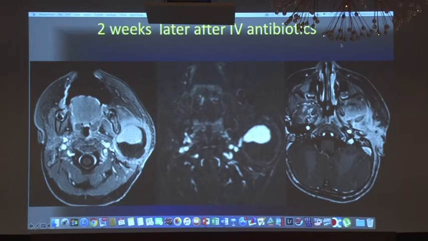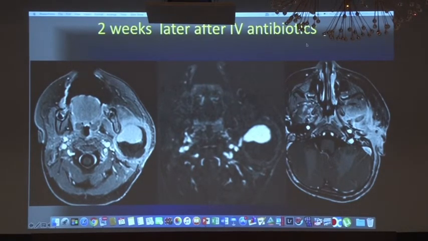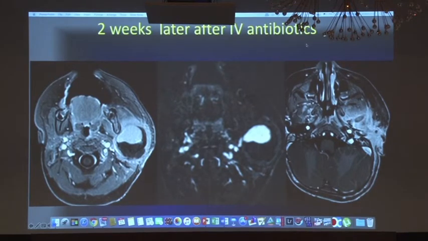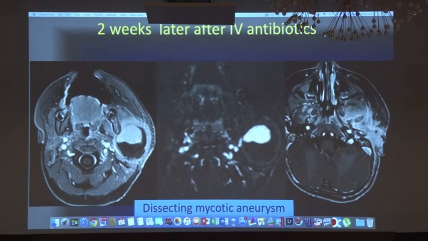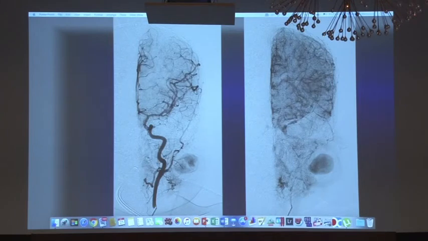After IV antibiotic treatment, at 2 weeks follow-up with MRI, this aneurysm is more enlarged, and you can see some thrombosis around here. The patient was referred to us for treatment of this false aneurysm. For this disease, we diagnosed a dissecting mycotic aneurysm. In the angiogram, you can see the abnormal false aneurysm here, with contrast staining here and no washout.